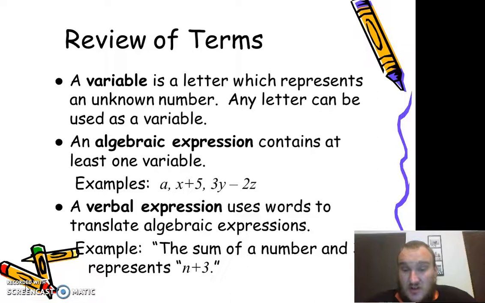A verbal expression uses words to translate algebraic expressions. Now, the example is the sum of a number and 3. Now you can't see the 3 because my beautiful face is over here. And that represents n plus 3. Now you could use any letter instead of n. You could use x, you could use A, B, C, all the way through to Z.